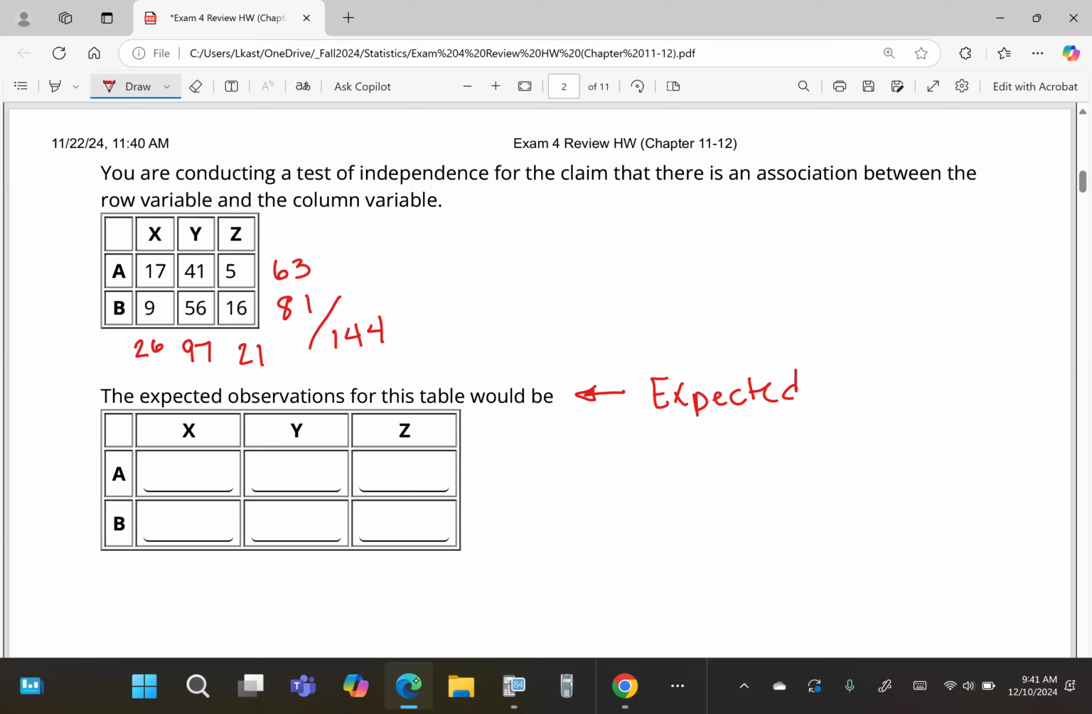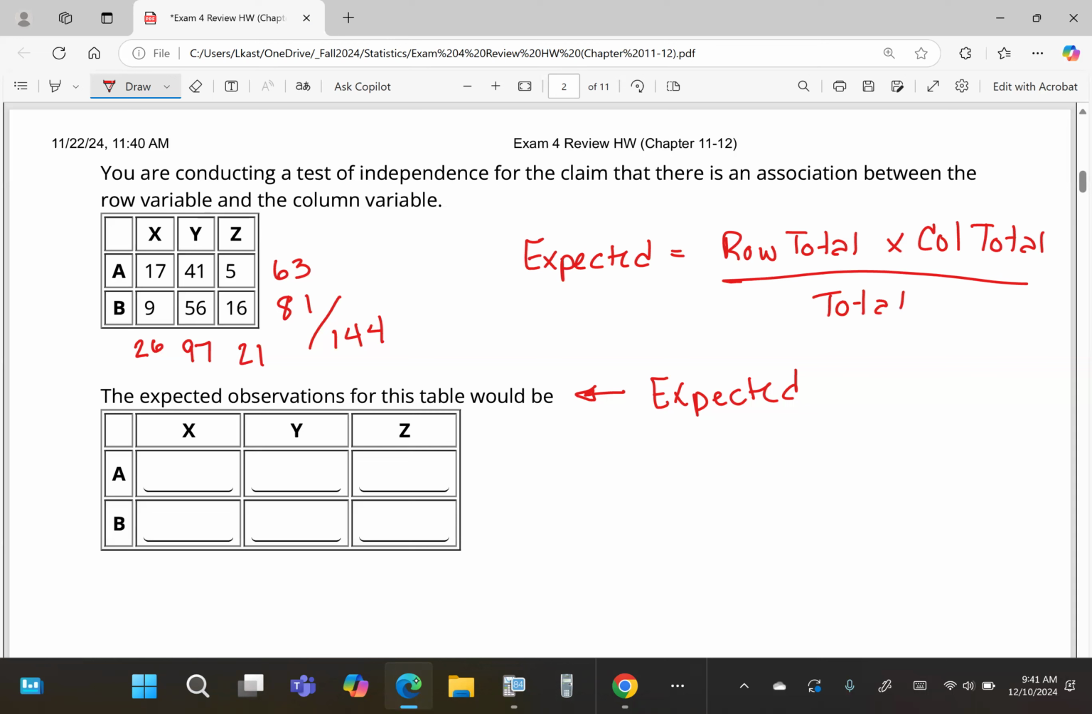And how do I do that? So expected is what? Is it the row total times the column total divided by the total? So for that first row, first column, is that going to be 63 times 26 divided by 144? Okay, so let's go calculate all of those. I already have, but let's go show you how we do that.